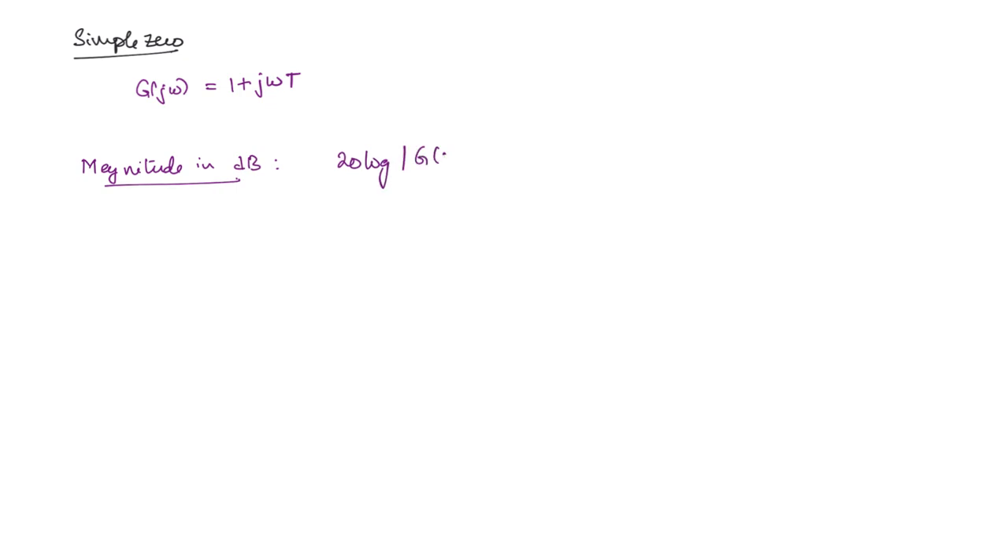Next, let us take a simple 0. That means there is only one 0. G of j omega is equal to 1 plus j omega t. This is in the time constant form. Okay. So then what will be the magnitude in dB? First we will discuss the magnitude plot and then we can discuss the phase plot. Okay. So magnitude in dB is given by 20 log mod G of j omega. This is going to be 20 log root over 1 plus omega square t square.